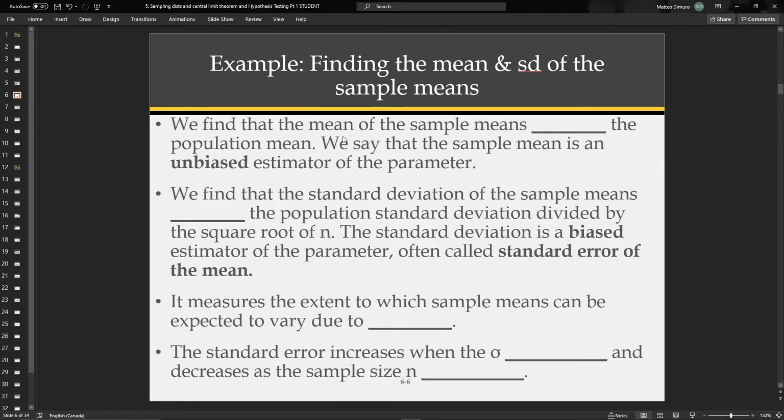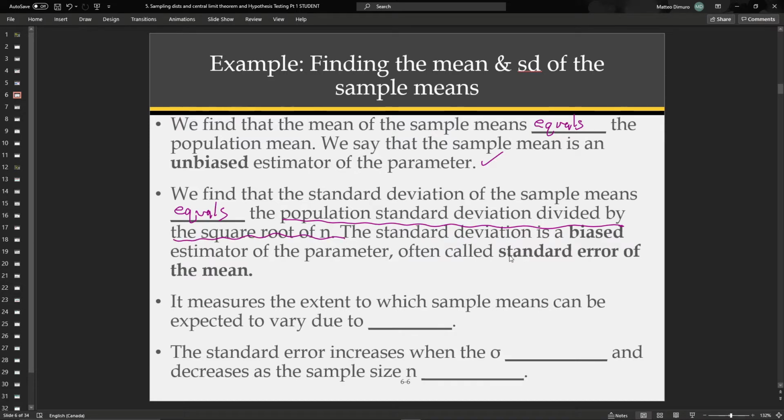So we find that the mean of the sample means equals the population mean. Right? That's what we found. So we can say that the sample mean is an unbiased estimator of the actual parameter. That's good. But we found that the standard deviation of the sample means equals the population standard deviation divided by the square root of n. So that is very important. You should highlight that.